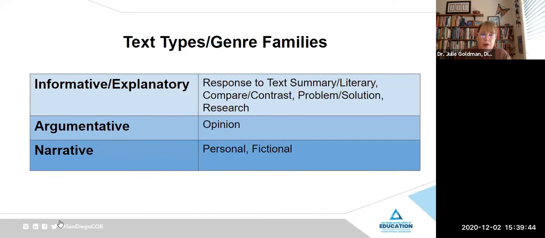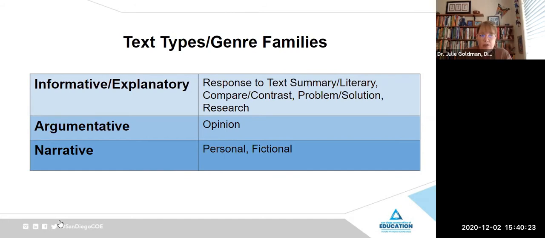we group our genres and align them to the text types. So we have our informative, explanatory, argumentative, and narrative, but we focus on genre families within these text types, breaking it down into the simpler component parts and then building them back up. Because for an informative, explanatory piece of writing, we're going to be using compare contrast, problem solution writing, cause effect, which we actually have within our problem solution unit, research.